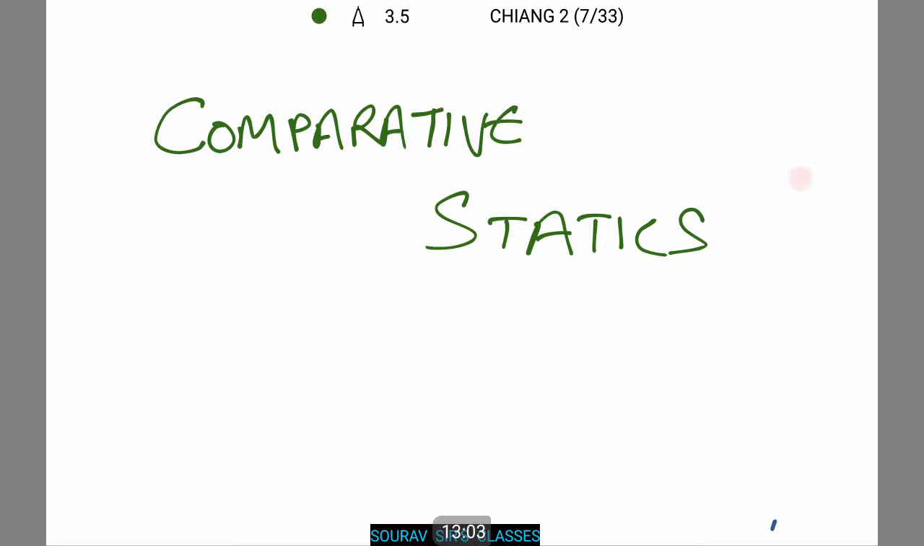Next, we'll be doing comparative statics in our next video. I will be going from the very beginning and the easy sums to some of the sums which are considered to be difficult. I'll show you how to do all those.